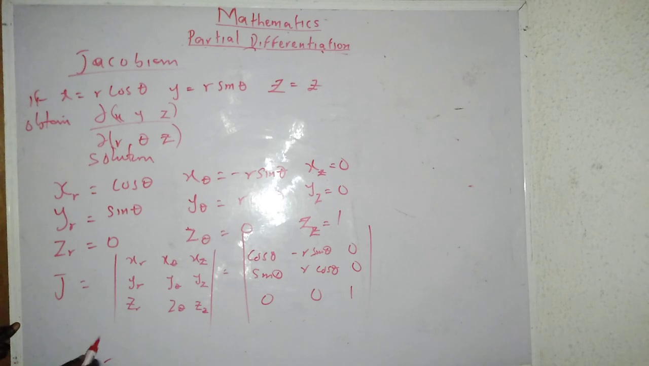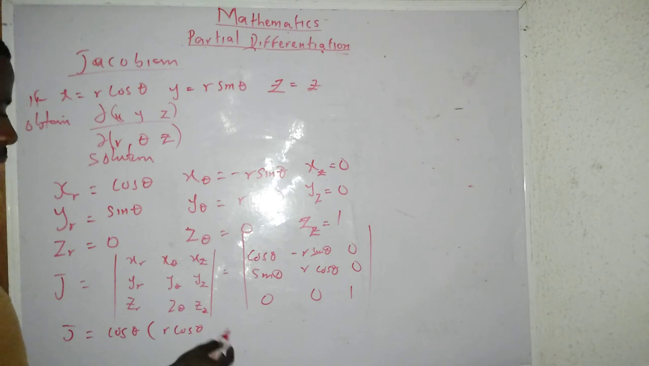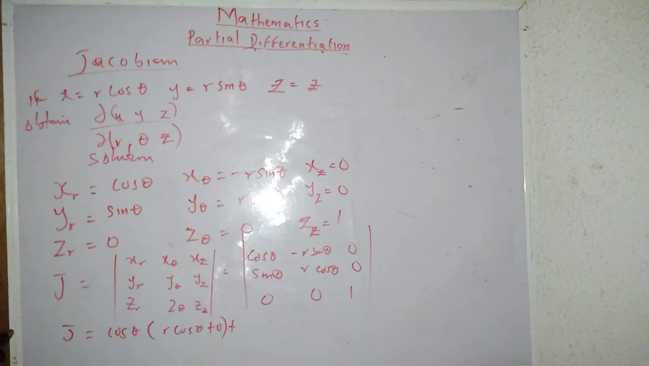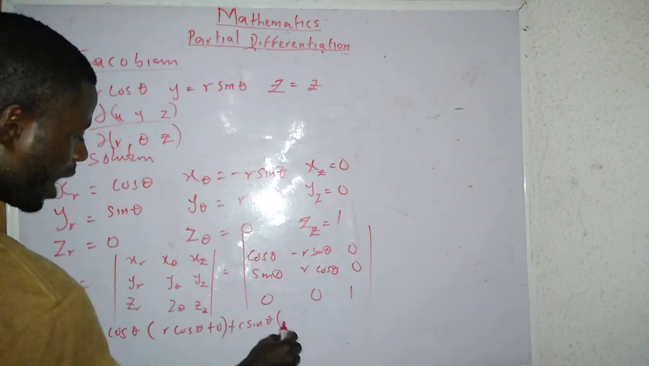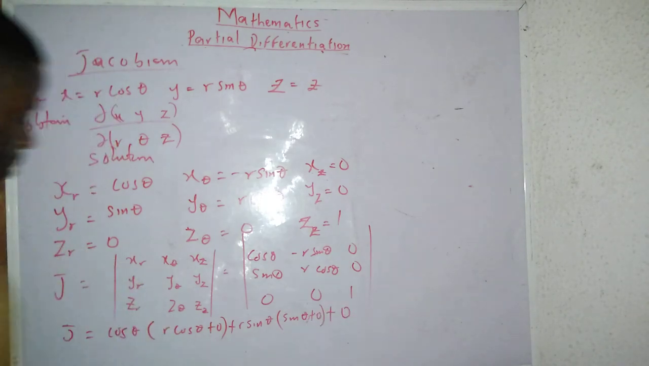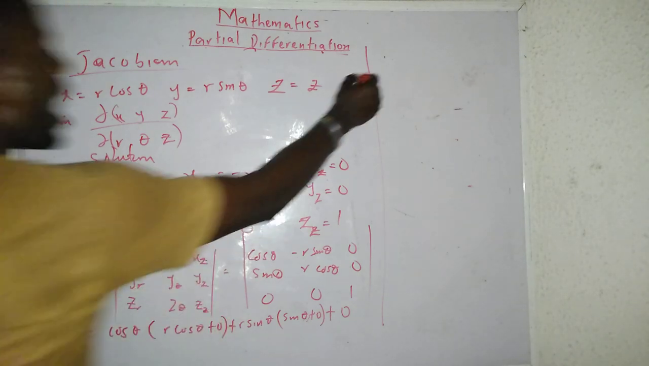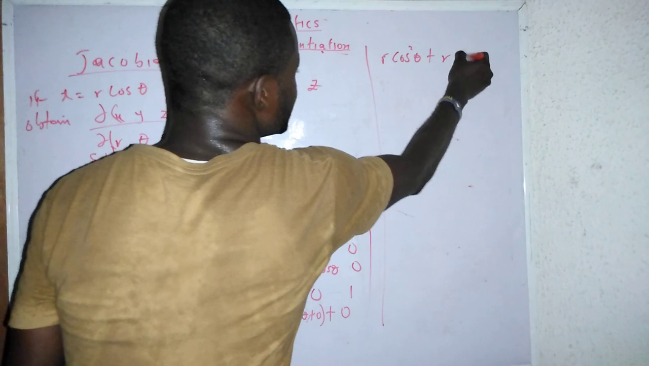My determinant, which is my Jacobian, is equal to cos theta bracket of, this times this, r cos theta. Now minus plus zero is zero. Plus, this is minus, minus times minus is plus, so I will have r sine theta bracket of, this times this, sine theta. Plus zero; everything else here will be zero. Now, at this point, this times this, I will have r cos squared theta plus r sine squared theta.